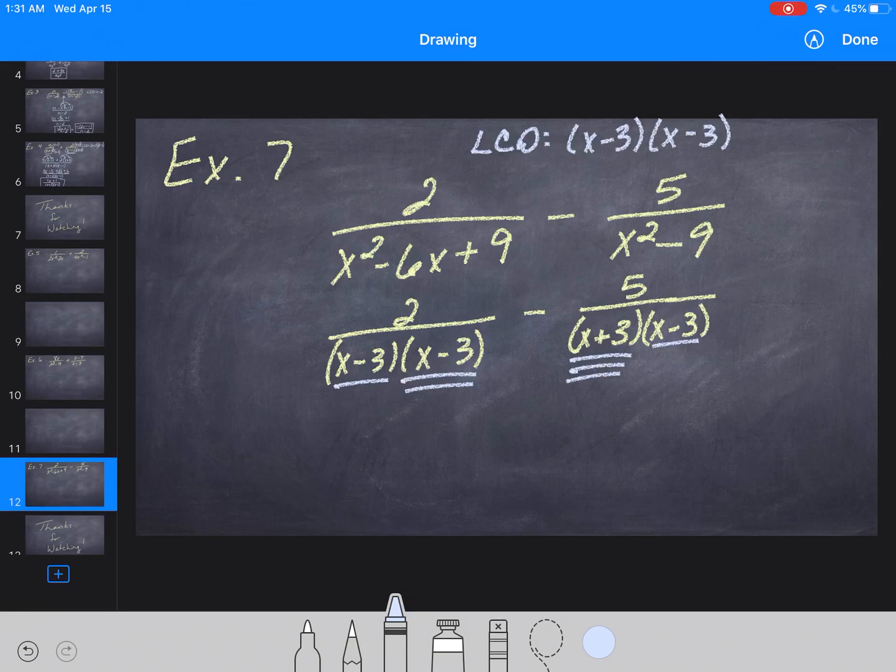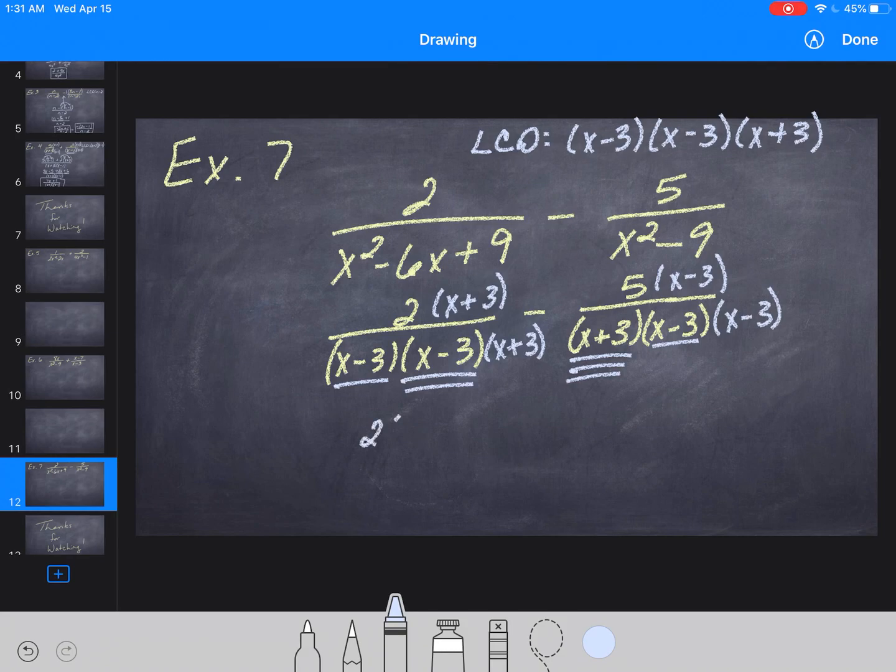I have an x plus 3 in my second denominator that I do not have in my first denominator, so I must write that down. Now I'm going to multiply in what's missing. I can look at my first fraction and see that I need an x plus 3, so I'm going to multiply in an x plus 3 in my numerator and my denominator. I can look at my second fraction and see that I have an x minus 3 missing, so I'm going to multiply in an x minus 3 in my numerator and in my denominator.